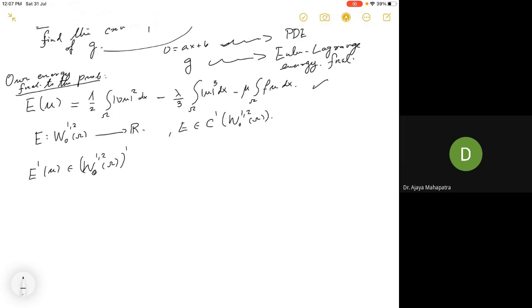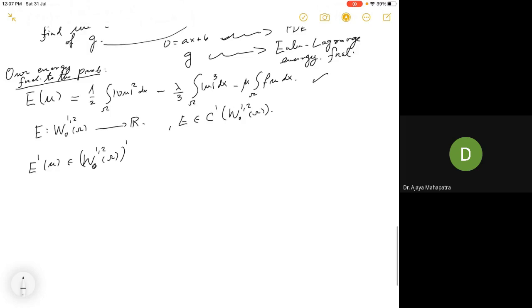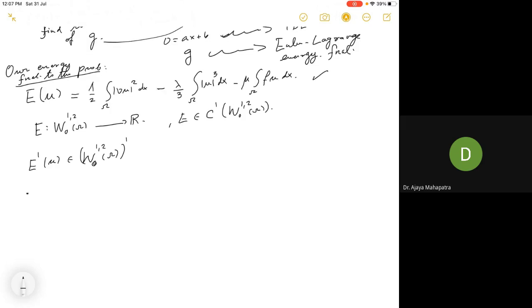So now let us venture out to establish the existence of a solution. Certain tools which we will be requiring is the notion of the Palais-Smale condition. A functional, this is a kind of compactness. This is a compactness condition.